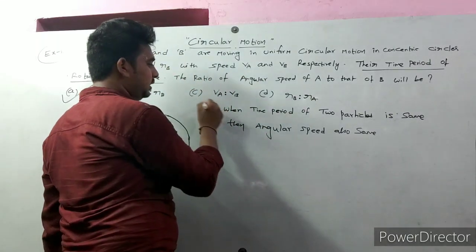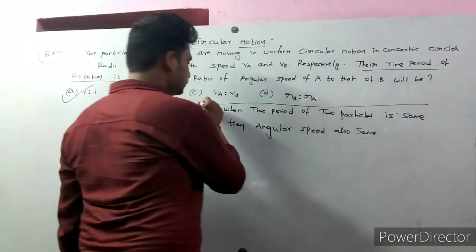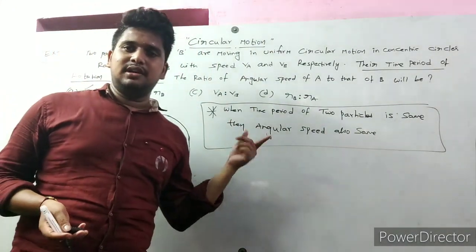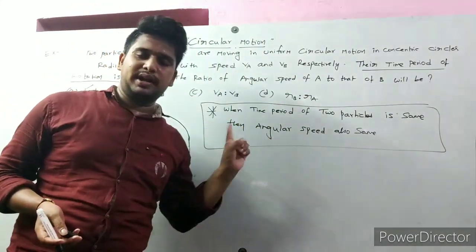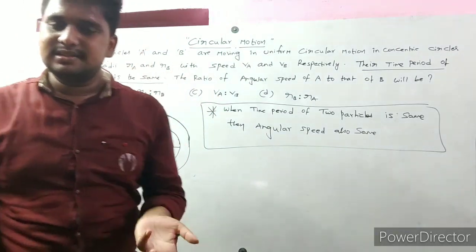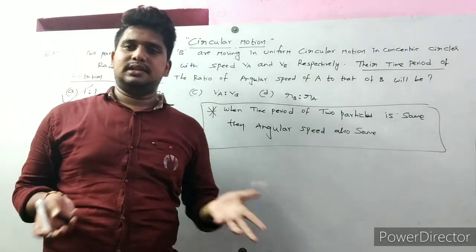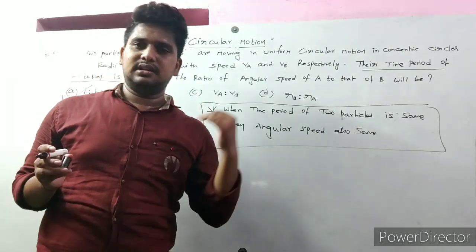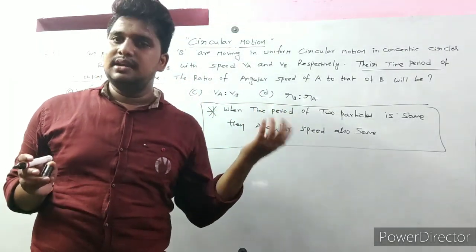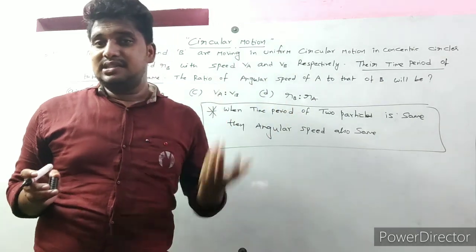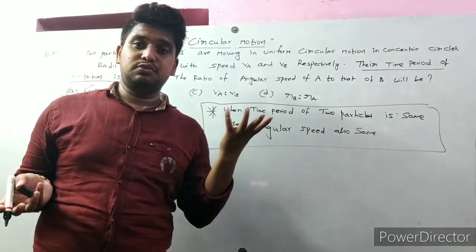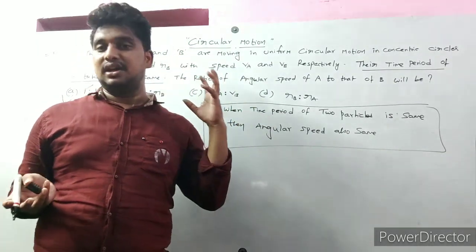So this is very important. Now it's easy to solve. Note this point: if the time periods of two particles are the same, then the angular speed is also the same. For example, here in the question the time periods of the two particles are given as the same, so the angular velocity is also the same. So the option is 1:1, and 1:1 is the correct answer for this question.